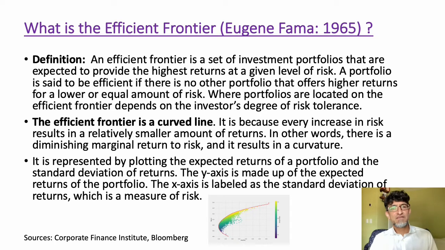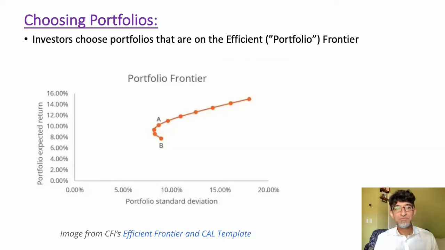So what's the efficient frontier? I showed you that earlier. It's that curve that maximizes your return per unit of risk. And in this case, we're talking about portfolios, so it's not the risk of an individual stock, it's portfolios. Next slide. So here's the efficient frontier.